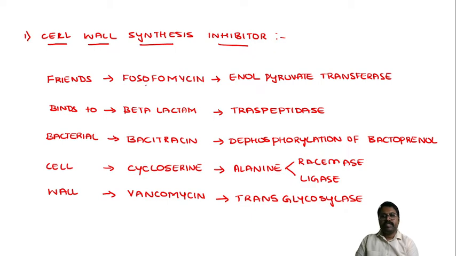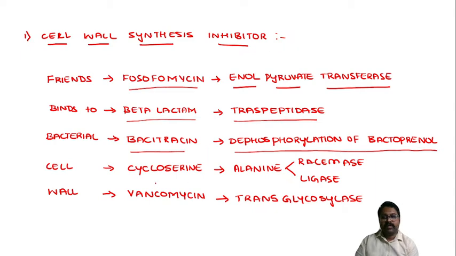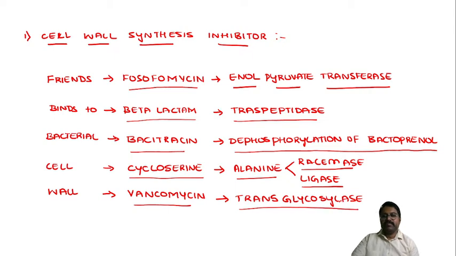So just to repeat again, phosphomycin will inhibit the enol pyruvate transferase enzyme, whereas beta lactam will inhibit the transpeptidase enzyme, and bacitracin will inhibit the dephosphorylation of bactoprenol, and cycloserine will inhibit the alanine racemase as well as alanine ligase, and vancomycin will inhibit the transglycosylase enzyme, which are mainly involved in the strengthening of the bacterial cell wall.